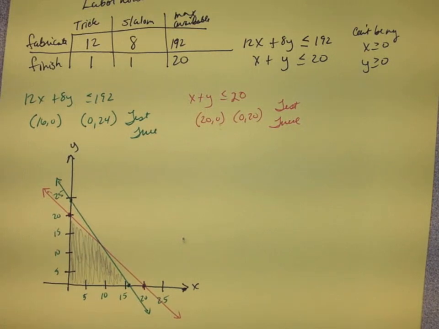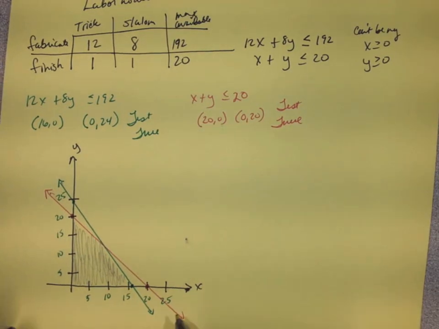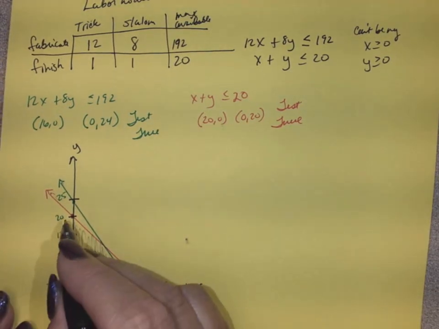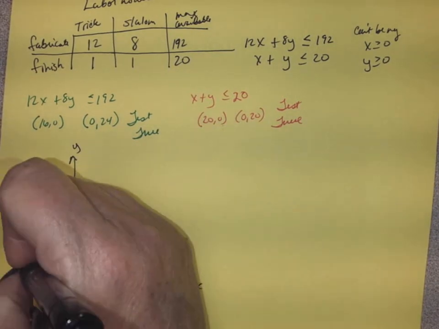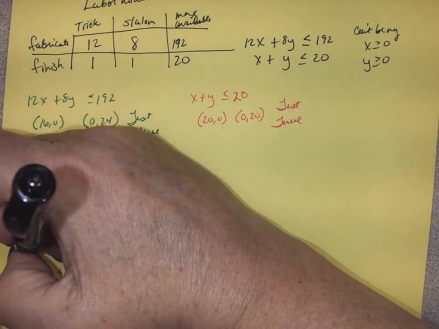Now, I'm also going to label this a little bit. This is the number of trick skis versus our slalom skis. And this will be slalom.